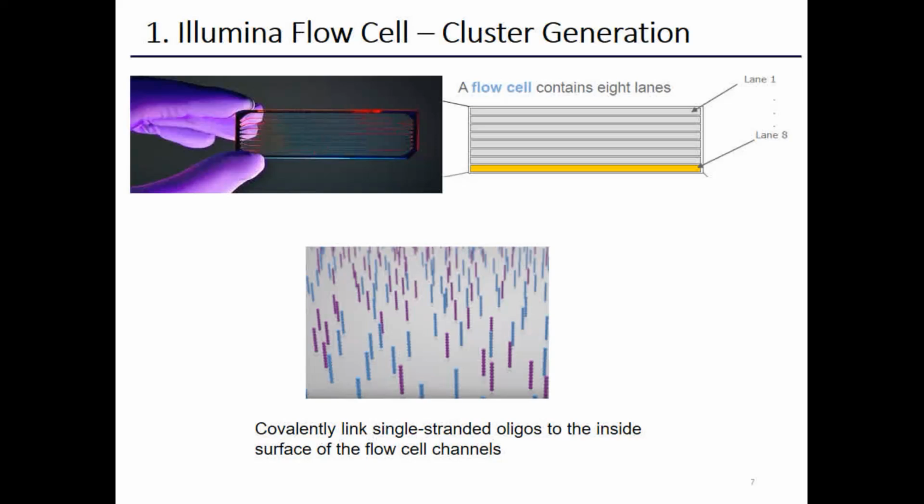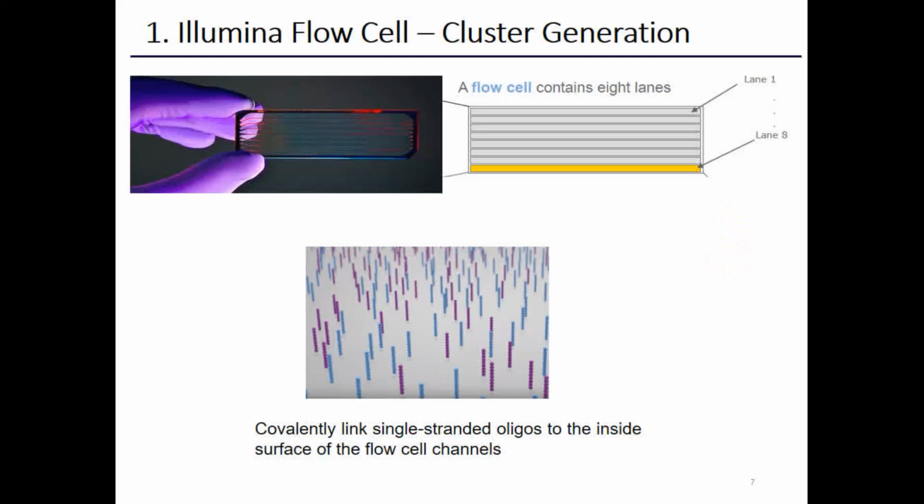And these 2 primers are covalently linked to the flow cell. The reason for the covalent bonding is that later on there will be a lot of fluid flowing through this flow cell, and only those covalently linked DNAs will not be washed away. This is the flow cell primer cluster generation.